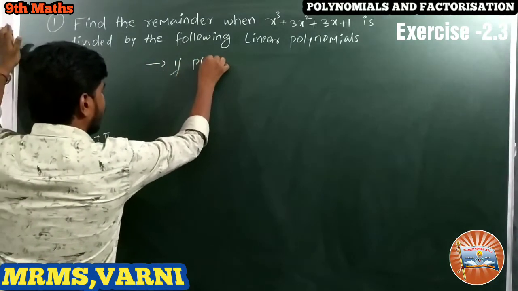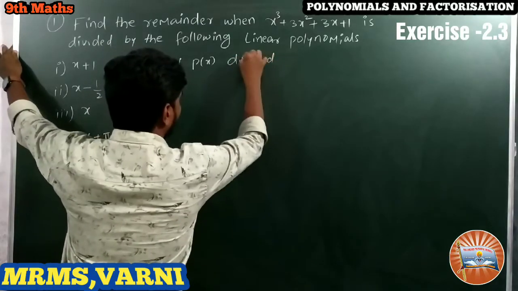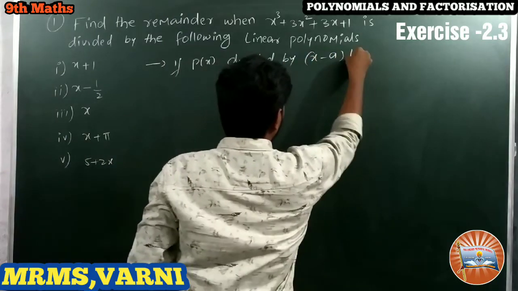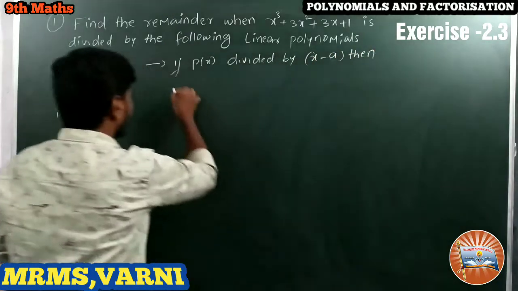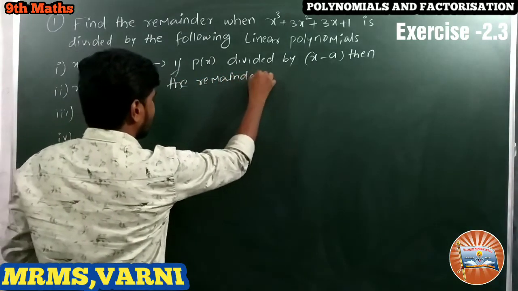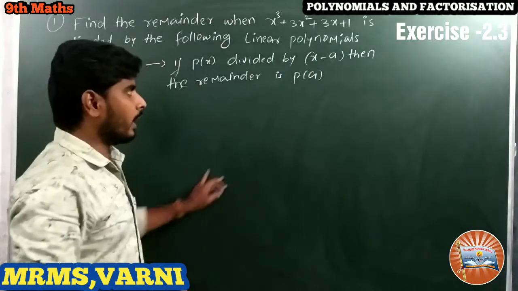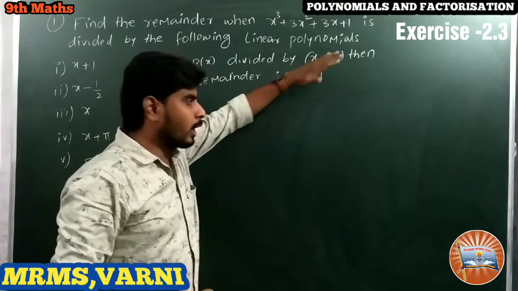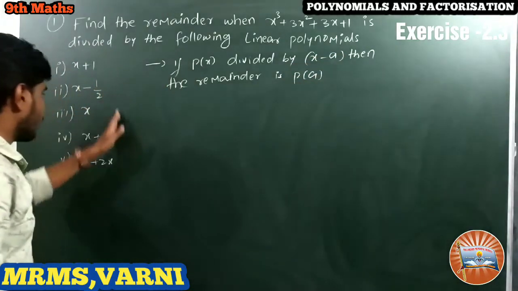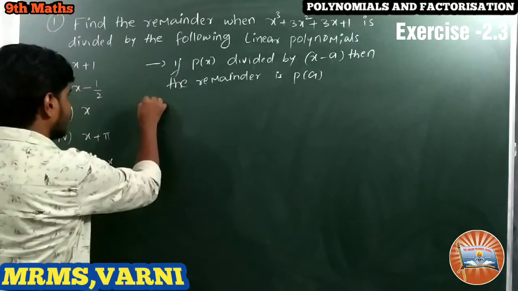If p of x is divided by x minus a, then the remainder is p of a. If we divide by x minus a, the remainder is p of a. So we have to compare the given linear polynomials with x minus a. Okay, right. What is the first one?